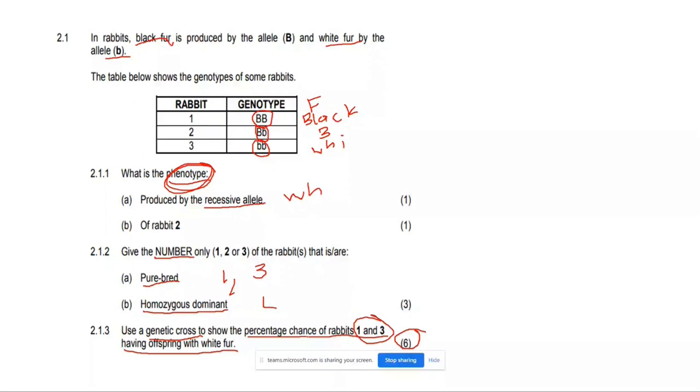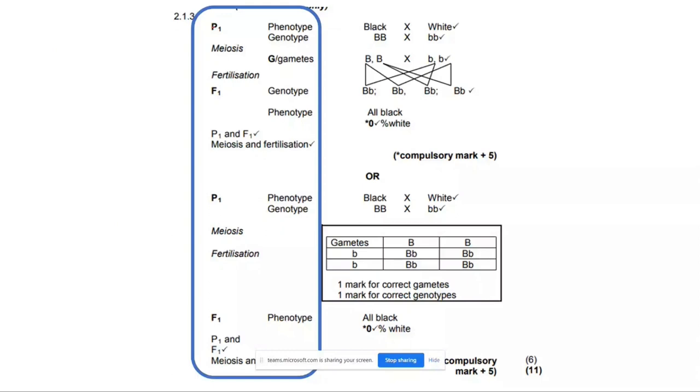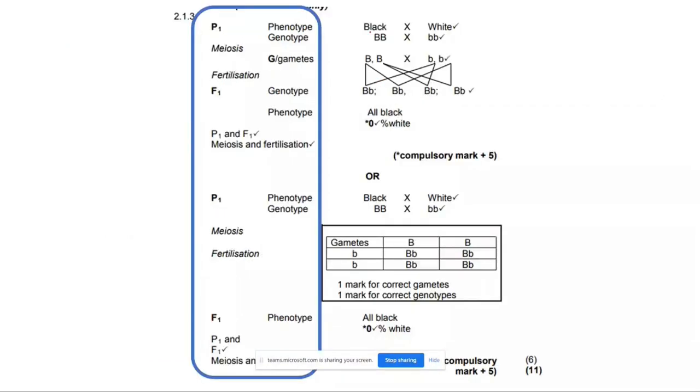So let's just look if those answers are correct. There I can see my white fur, my black fur, rabbit 2. What's the phenotype of rabbit 2? Is black. The numbers are 1 and 3. And here my number is 1. Let's look at my genetic cross and remember my recipe for a genetic cross. There I go. I write down P1 phenotype. And if I just go back one, rabbit 1 was big B. So what's the phenotype of that rabbit? Is black. So if I go there, it's a black cross with rabbit 3 white. 1 mark for that. The genotype I get from the table. Rabbit 1 was big B, big B. Rabbit 3 was small b, small b.